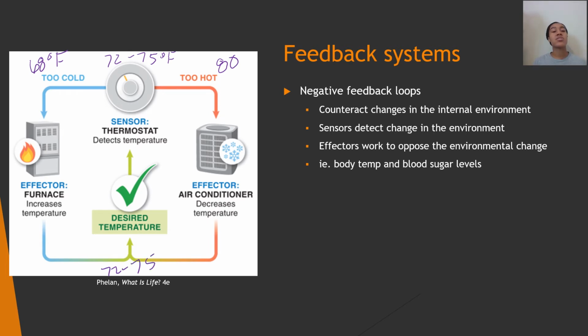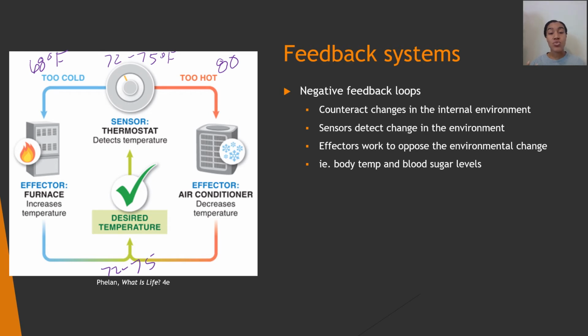So this is how this system works. It's very similar to how the system works in your body. If your body gets too hot, your body will sense that it's too warm, and your brain will send signals to your body for your sweat glands to start to sweat so you can cool yourself off.